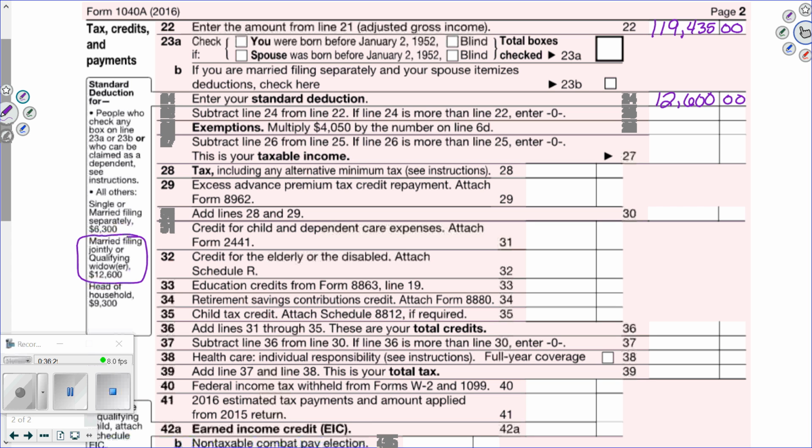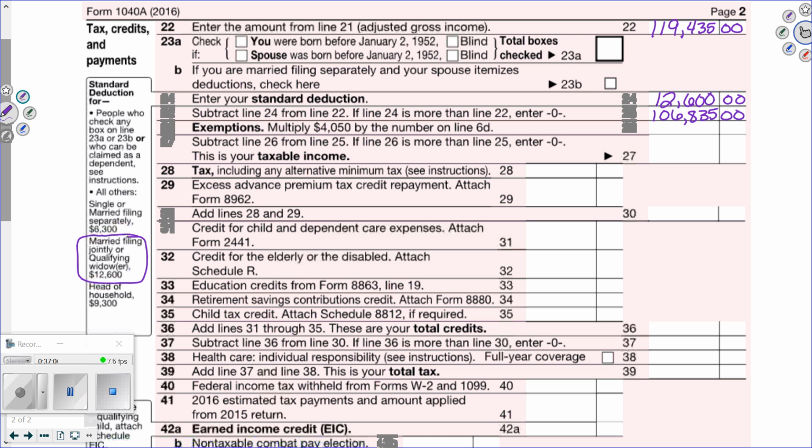Subtract line 24 from line 22. All right, so let's go ahead and subtract line 24 from line 22. You should get $106,835. Yep. You just had to look and kind of see how you were filing.